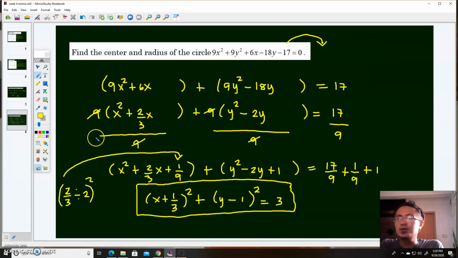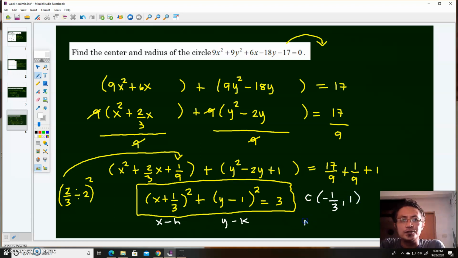Obviously, the center, let's write it in white. The center is at the point negative 1/3. So remember, x minus h, y minus k. So y minus k, then x minus h, as a guide. So h is negative 1/3 and k is 1.